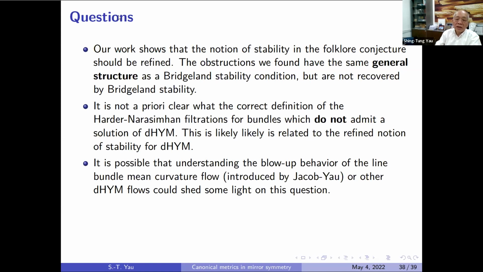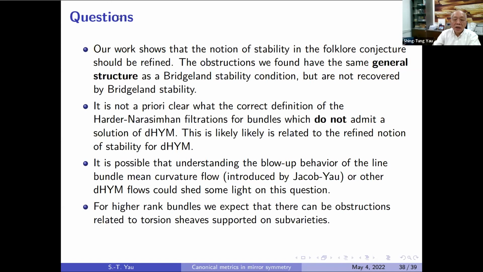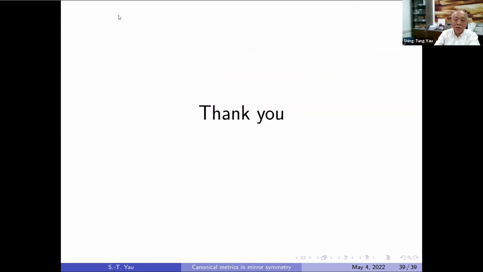It's possible that understanding the blow-up behavior of the line bundle mean curvature flow, which was introduced many years ago by Jacob and myself, or the deformed Hermitian-Yang-Mills flow, which was introduced by several people, including Fu and several other people, will shed some light on this question. For high-rank bundles, we expect that there can be obstructions related to torsion sheaves supported on subvarieties. It would be nice to find some examples of these obstructions, and I hope this will be a good account of what we have been doing.